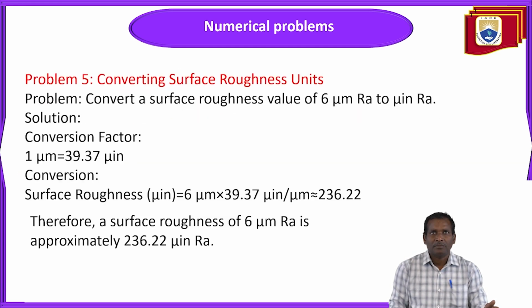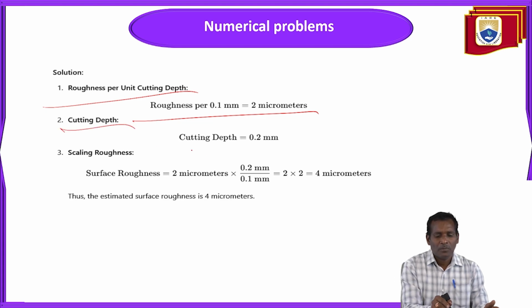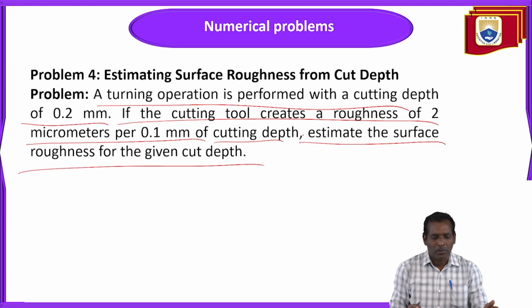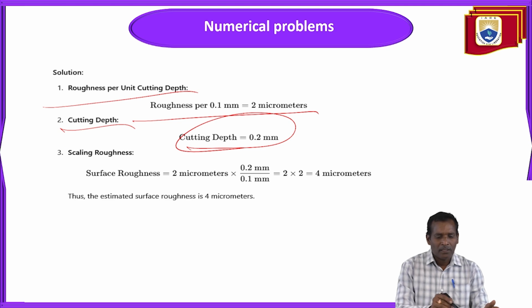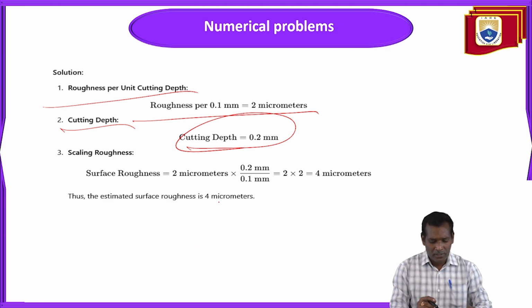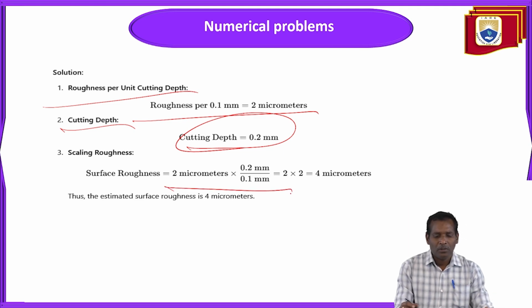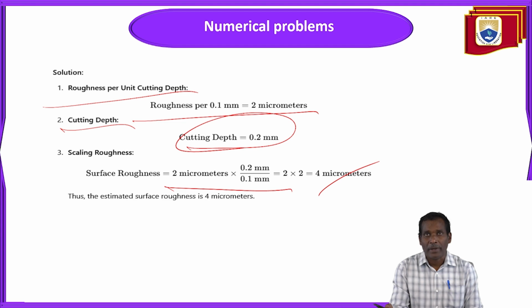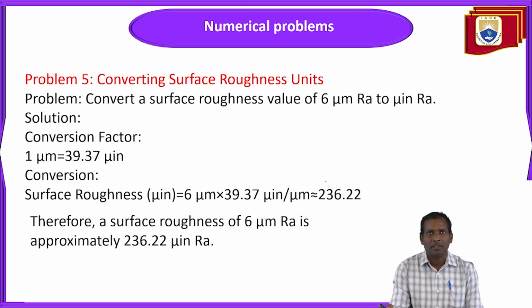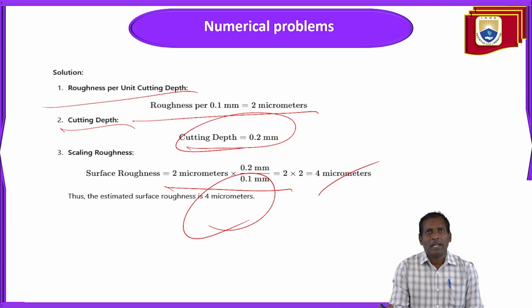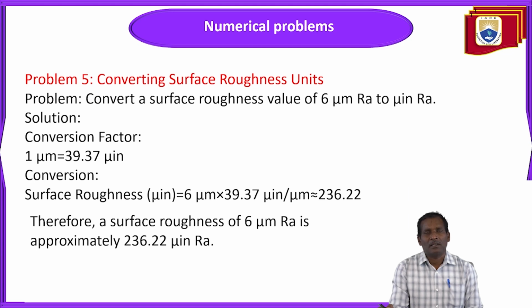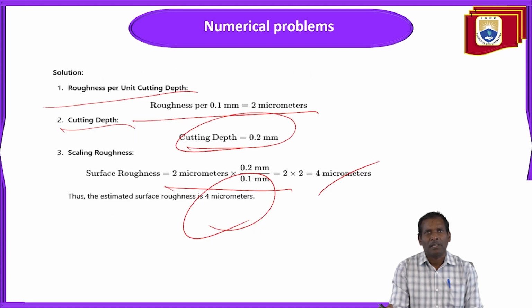The cutting depth given in the problem is 0.2 mm, and the surface roughness is 2 micrometers. So 2 micrometers into 0.2 by 0.1. The roughness value for this cutting depth you will get is 4 micrometer. This is the estimated surface roughness, 4 micrometer. So like this you have to calculate the roughness for the cutting depth.